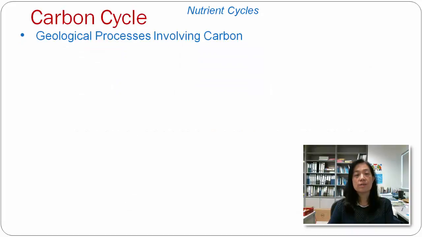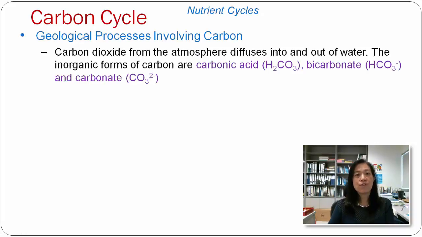Apart from its role in biological organisms, carbon is also involved in many geological processes. The inorganic forms of carbon include carbon dioxide dissolved in water, which is carbonic acid, H2CO3, bicarbonate, HCO3-, and carbonate, which is CO3 2-. These different forms of inorganic carbon play an important part in controlling the pH environment for aquatic organisms and also provide the raw materials for chemosynthesis and photosynthesis.